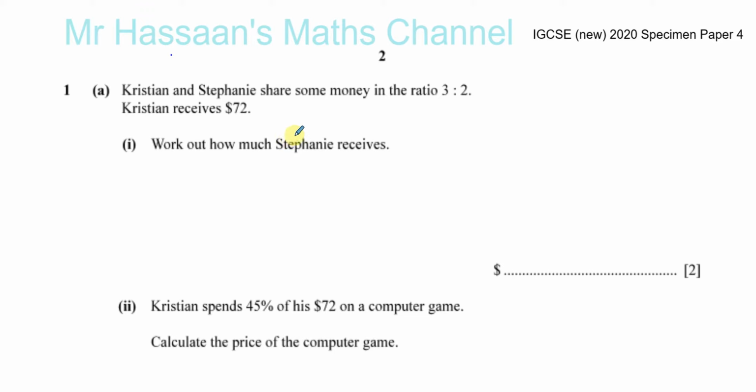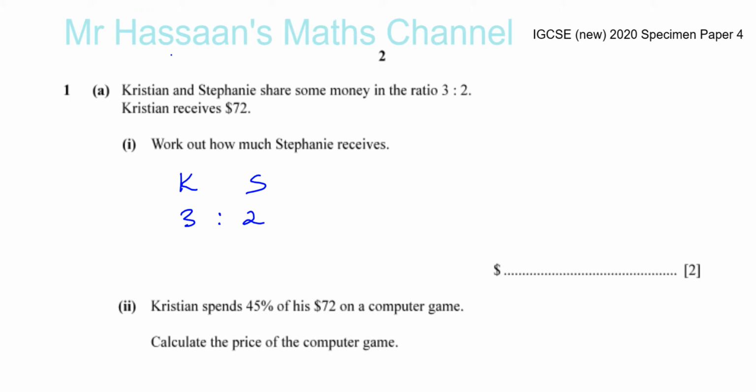The first question normally in paper 4 is some sort of question about percentages, ratios, and these kind of arithmetic topics. So the first question here says Christian and Stephanie share some money in the ratio 3:2. Christian receives $72. Work out how much Stephanie receives.